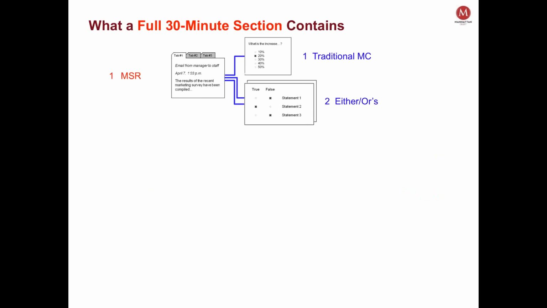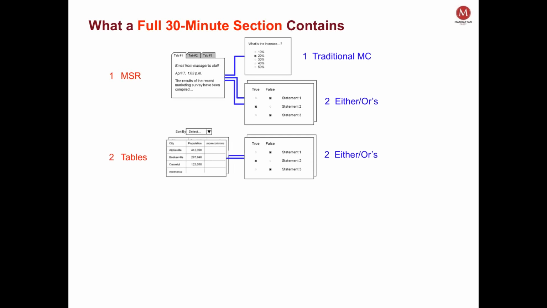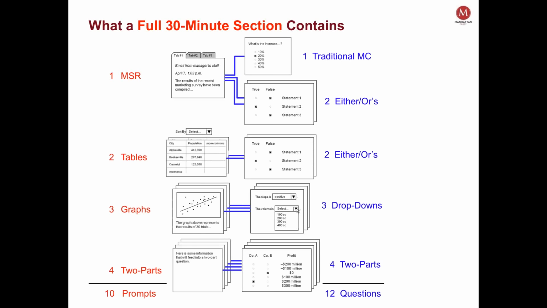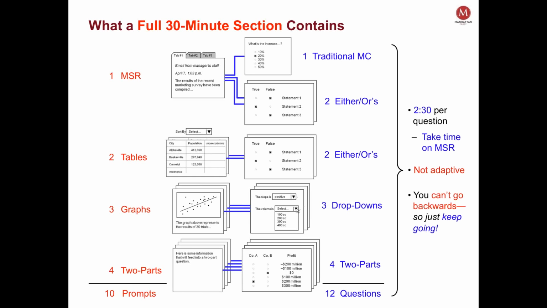You may only have one MSR prompt, but 3 questions depend on it. A traditional multiple choice, just like you're used to answering already on the GMAT, and 2 panels of either-ors. An either-or panel has 3 mini questions. Typically 1 or 2 are very easy, and 1 is not so easy. And again, you have to get them all right. The other types are more typical in that you have 1 prompt and 1 question. All right, so far just the high-level information.